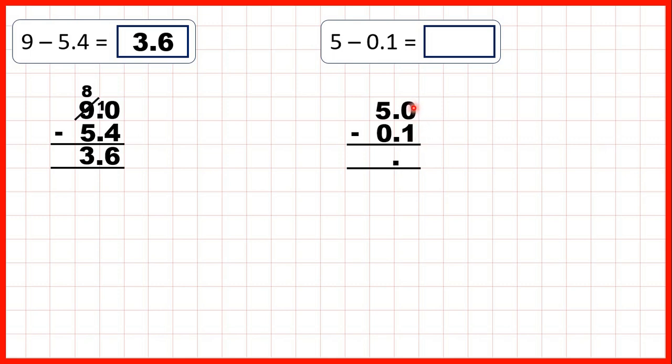We can't do 0 minus 1, so we go to the left, 1 less, 1 in front, 10 minus 1 is 9, and 4 minus 0 is 4, so our answer is 4.9.